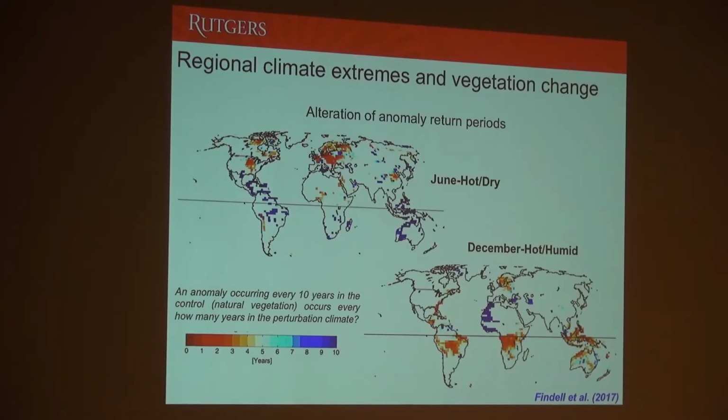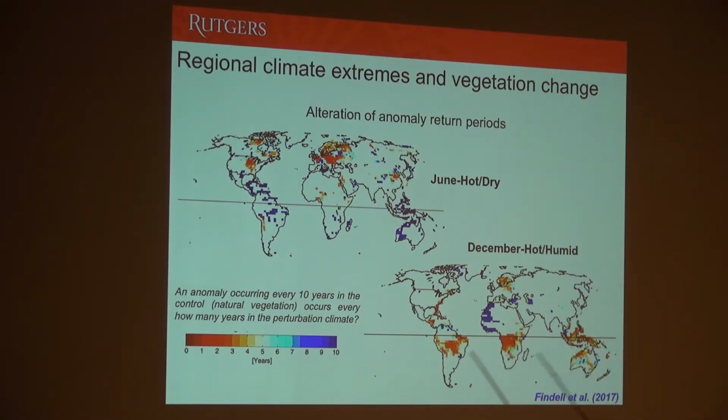Then one final aspect of this is looking at regional modification to regional climate extremes through the land use change of vegetation. And so these maps are showing return periods, so essentially how long does it take for an anomaly of a certain magnitude to reappear. And essentially the benchmark that we're comparing this to is anomalies at particular grid points that have a 10-year return time in the control or the natural vegetation experiment.